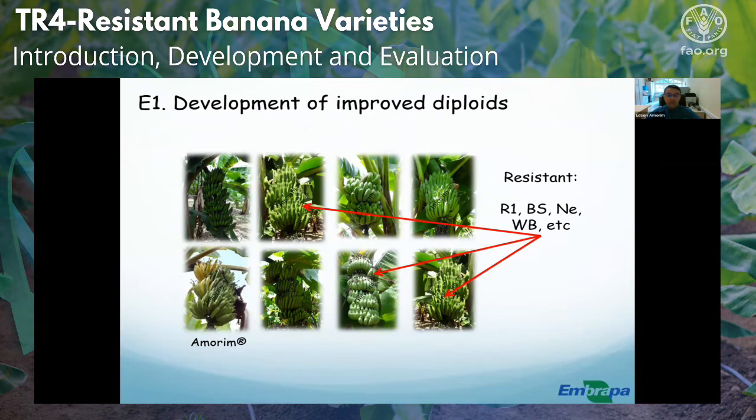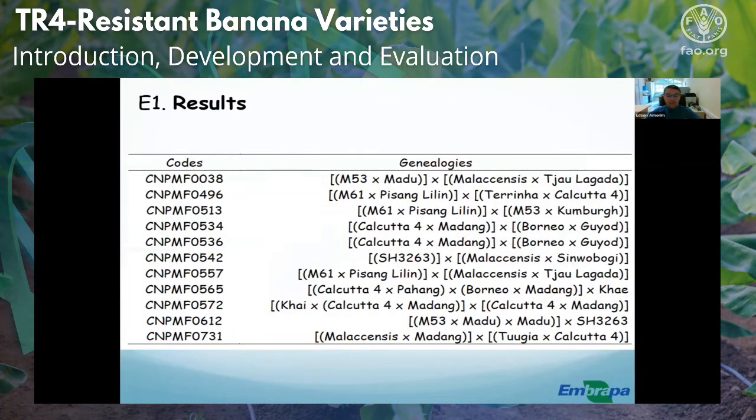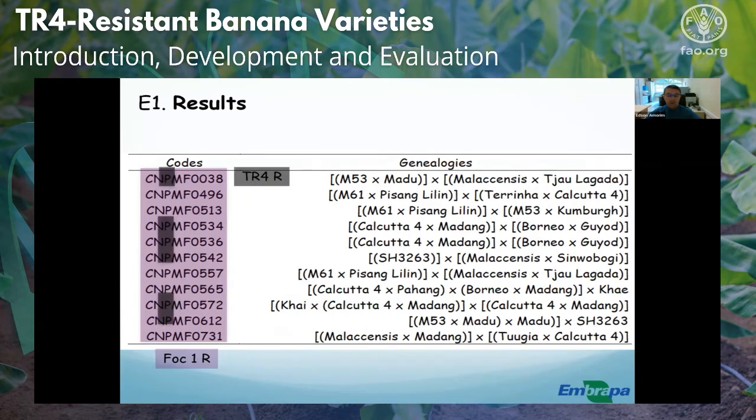The improved diploids developed by Embrapa are resistant to Fusarium race 1. Some are resistant to black sigatoka, nematodes, weevil, and have tolerance to low temperature and water deficit, for instance. In this table are some of our new improved diploids. All are Foc race 1 resistant. Some are also resistant to Foc TR4.